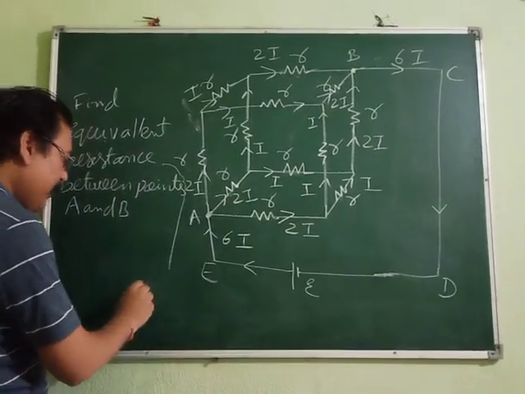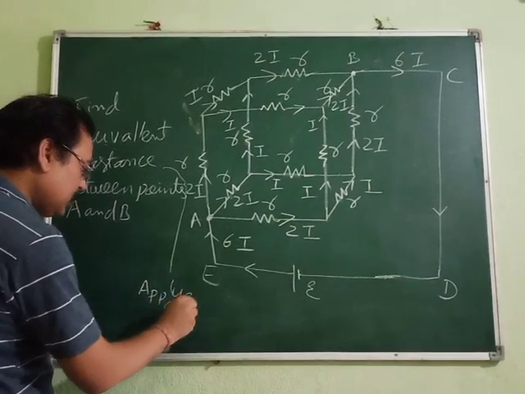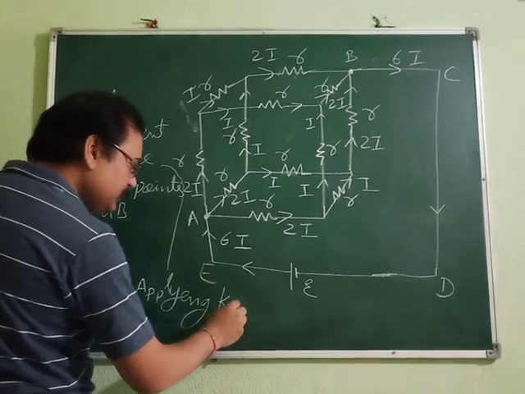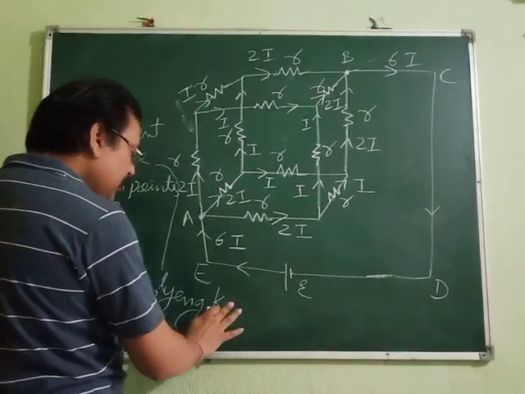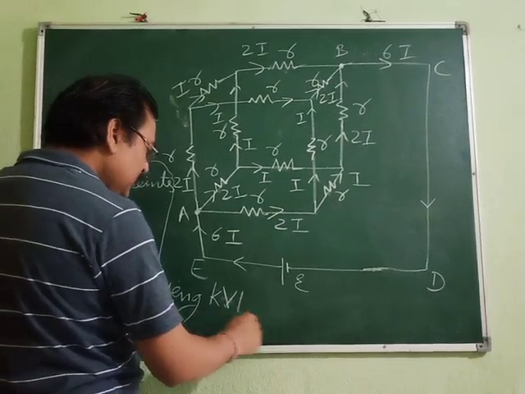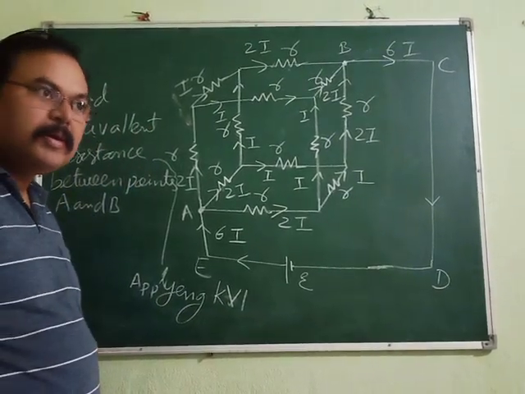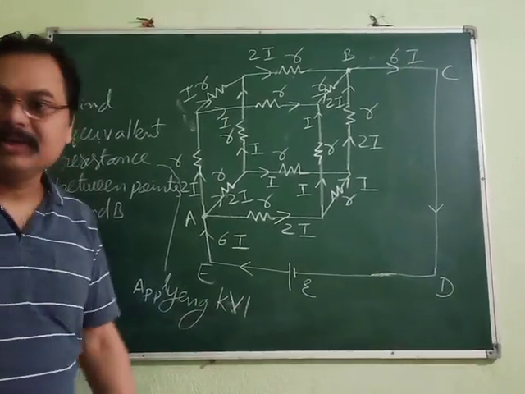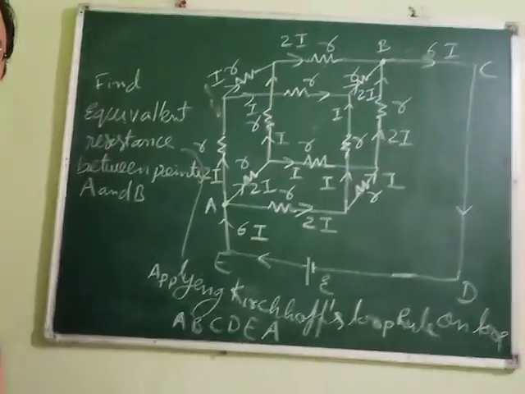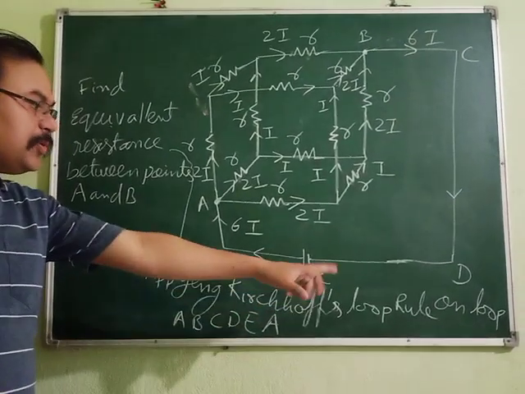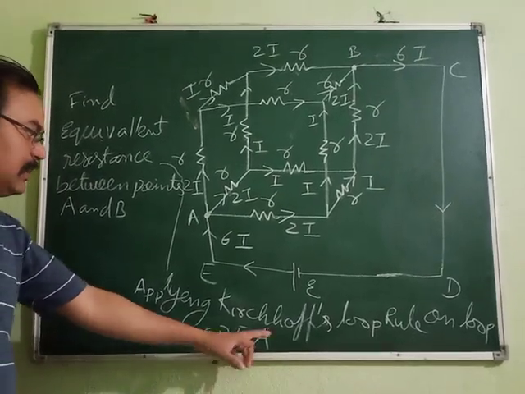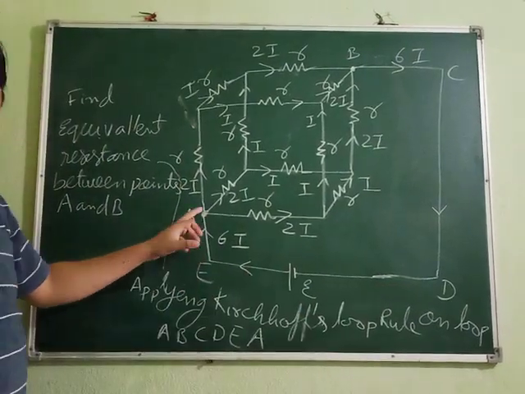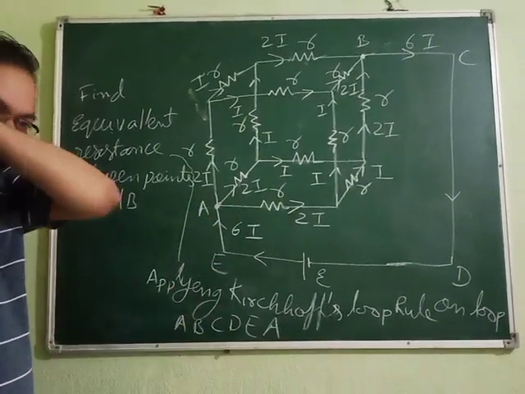So what can we write? Applying Kirchhoff's, or we can write KVL. What is KVL? KVL rule, Kirchhoff's voltage rule. KVR also we write. So we have to apply Kirchhoff's loop rule on loop A B C D E A. This is a closed loop, and we have to apply the Kirchhoff's loop rule on this.